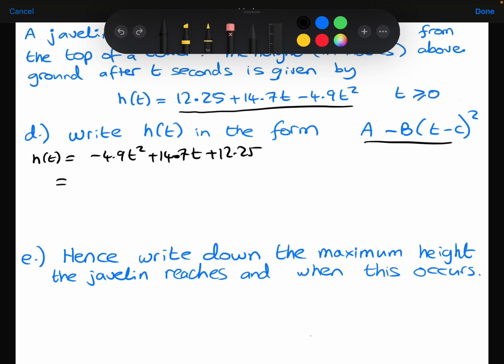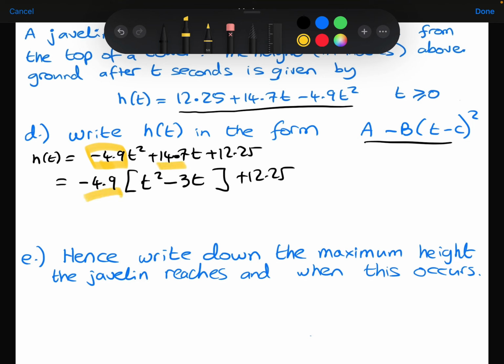I have to have just a single t squared at the front there. I'm now going to do the 14.7 divided by the minus 4.9, which gives minus 3t. So all I've done there, I can't have this minus 4.9 at the front, so I factorise that out. And whilst factorising that out, I've divided the 14.7 by the minus 4.9 to give minus 3 there.